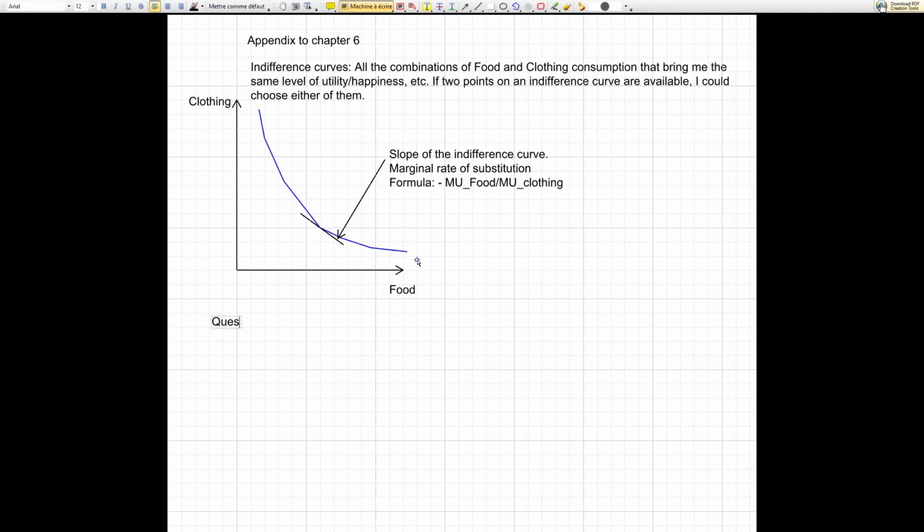Questions. Why is the indifference curve negatively sloped? All right, somebody knows? Why is this the negative slope here? Why isn't it a positive slope?